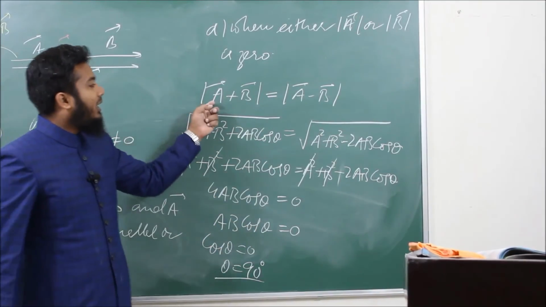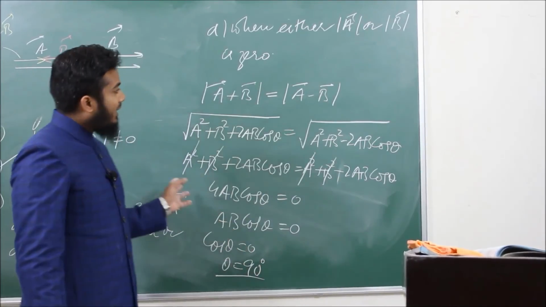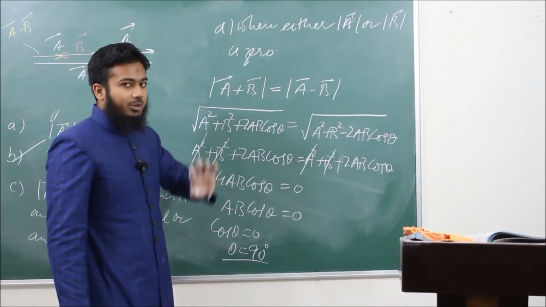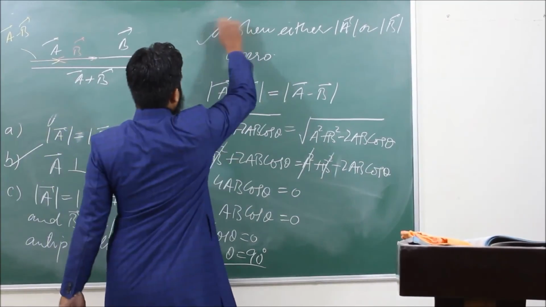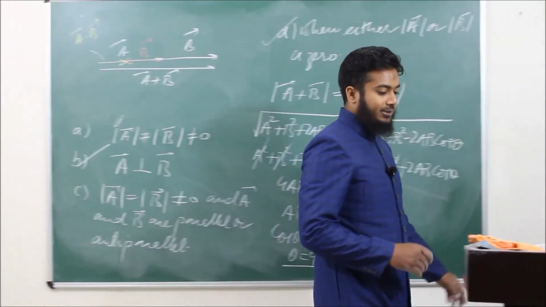That means the magnitude of A plus B and the magnitude of A minus B are equal. So if either the magnitude of A or the magnitude of B is 0, then this is going to be true. So this option is also correct. So in this question, option B and option D are correct.